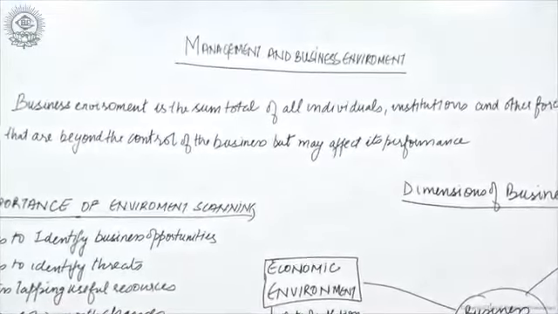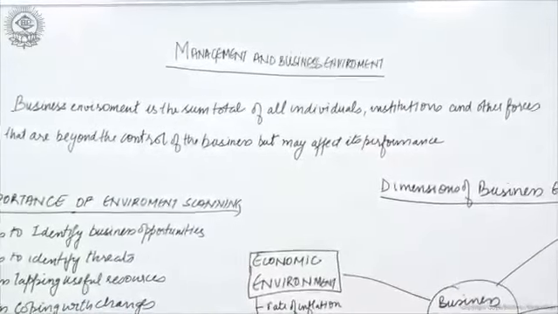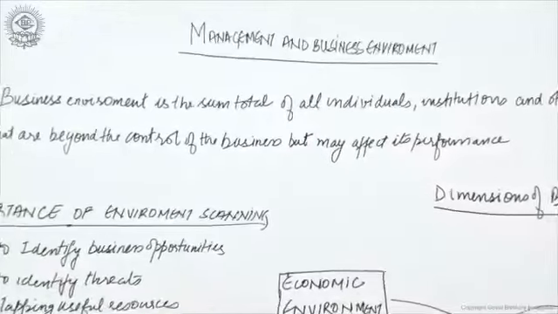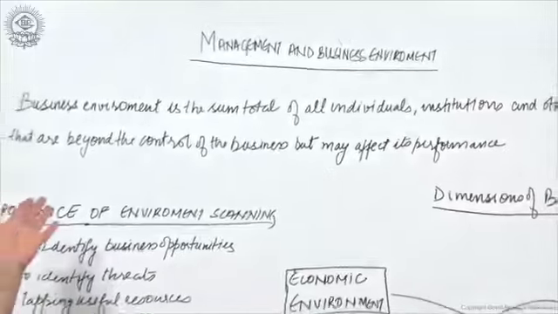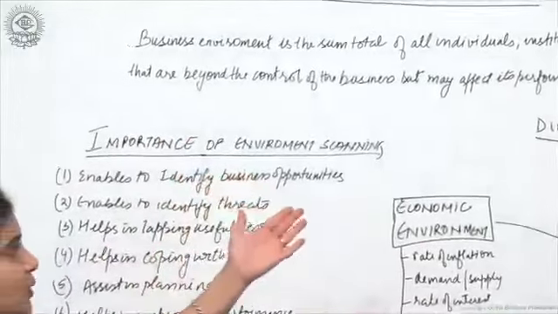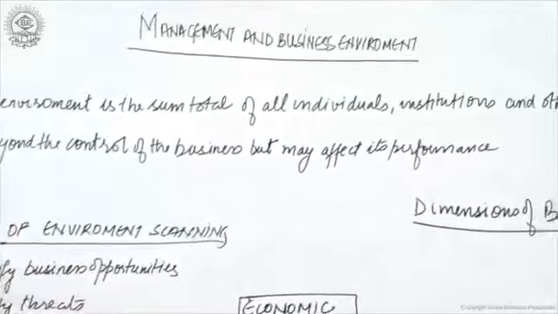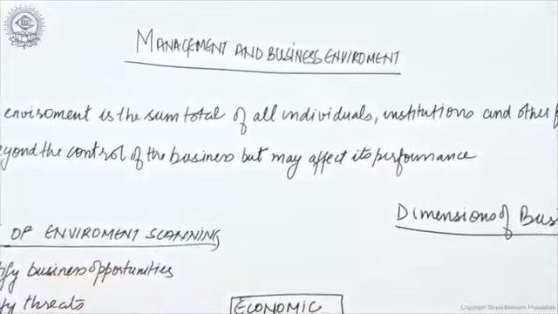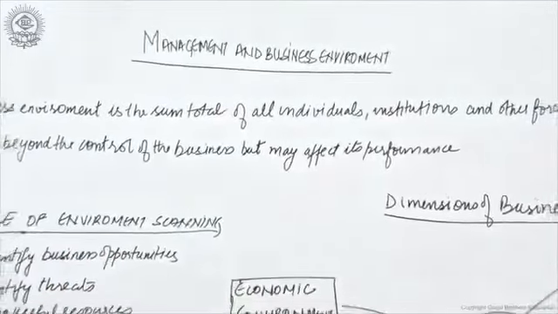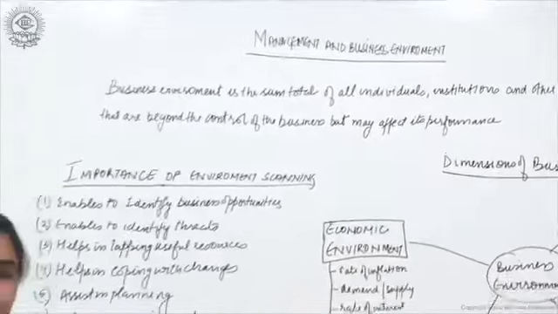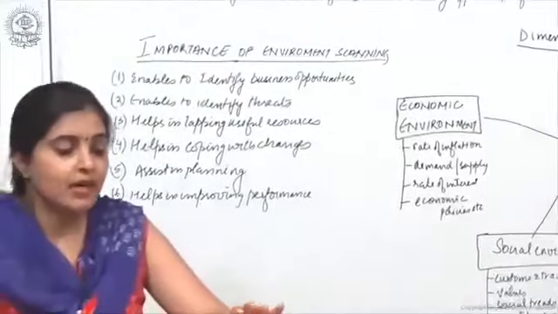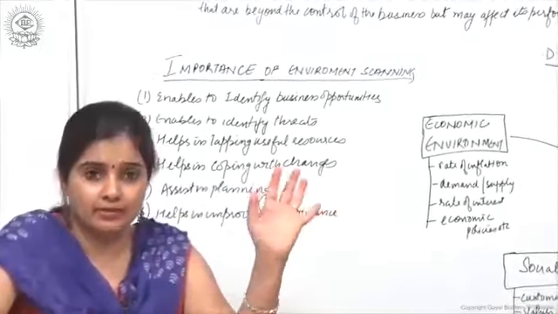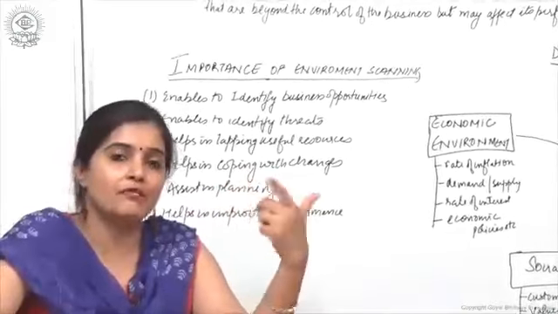All these individuals, institutions, organizations and the forces, fine, they together constitute the business environment, right? So business environment is the sum total of all individuals, institutions and other forces that are beyond the control of the business, but yet they may affect its performance. All these forces put together, they define the business environment, right? Now, as we know, business environment is something that is very, very dynamic. Dynamic meaning it keeps on changing very fast.